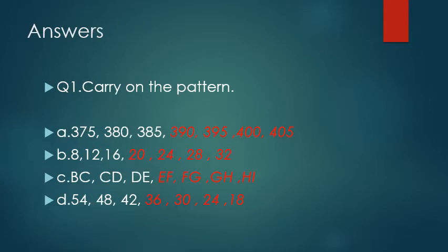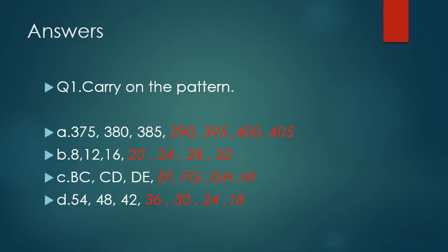Now children, these are the answers. Look at the first part. Here, observe the pattern carefully. Children, you will see that on adding 5 to the first number, that is 375, we get the next number, that is 380. Okay. Again, on adding 5 to 380, we get the next number, that is 385.